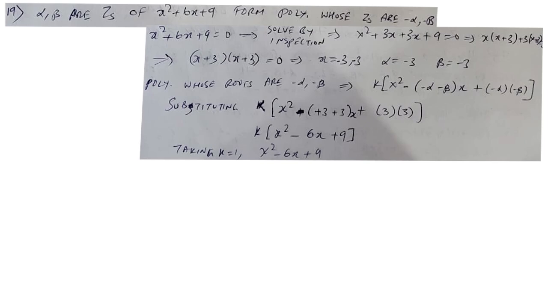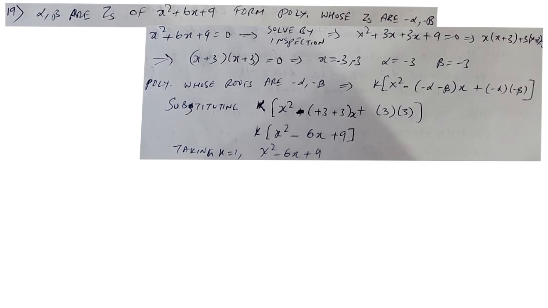So take out x common, x into x plus 3, and take out 3 common. For the next two terms, you'll get again x plus 3. So x plus 3 into x plus 3 is equal to 0, which implies x is equal to minus 3 comma minus 3. So there are two roots, but both the values are same, minus 3. So alpha is also minus 3, beta is also minus 3.